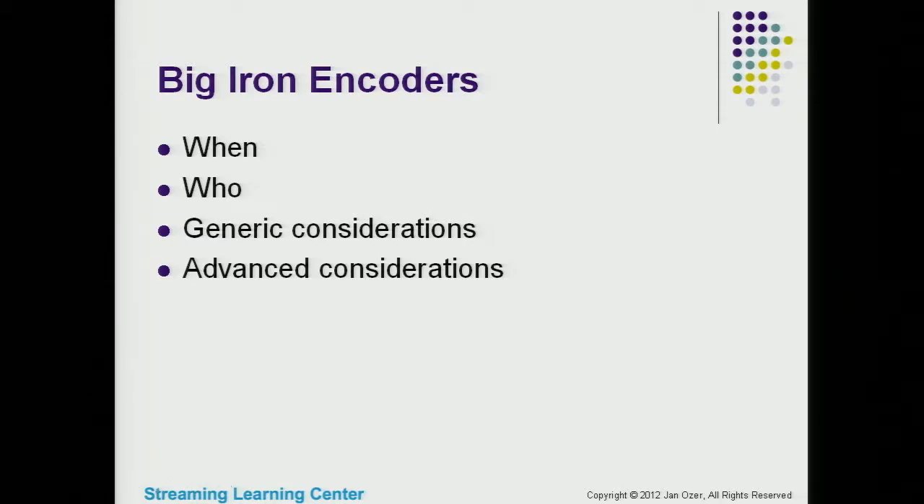So for each category, what I tried to identify is when you wanted to choose an option in that category, who the main players in the category were, generic considerations, all the things you have to check anytime you buy an encoding tool. Does it output the streams you want and the format you want? Does it accept your inputs?